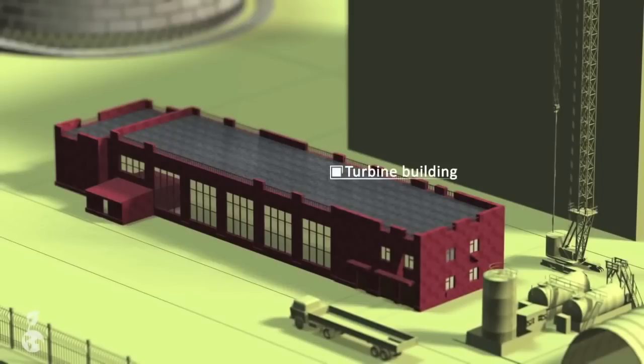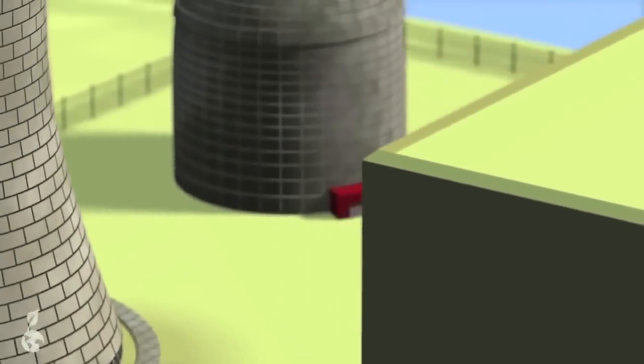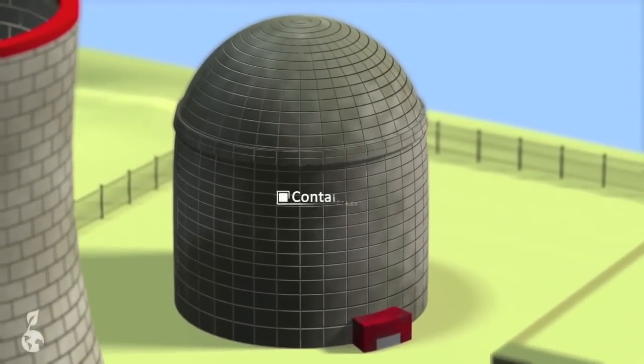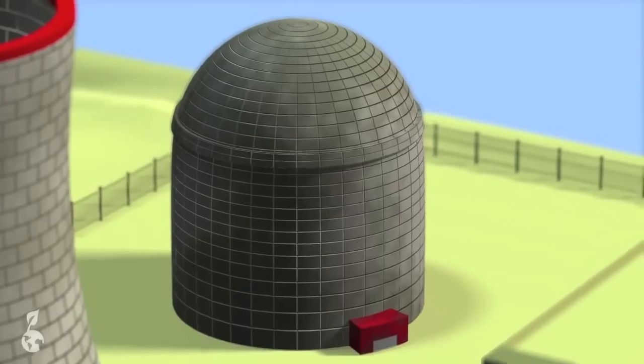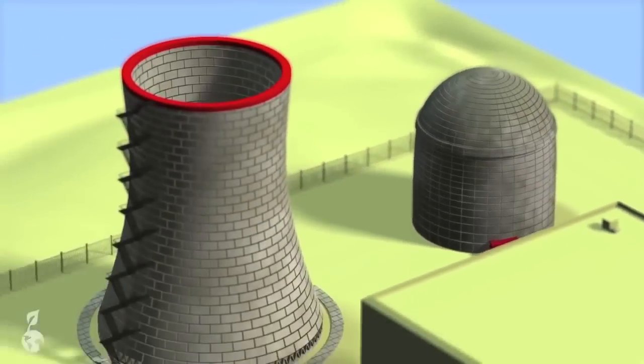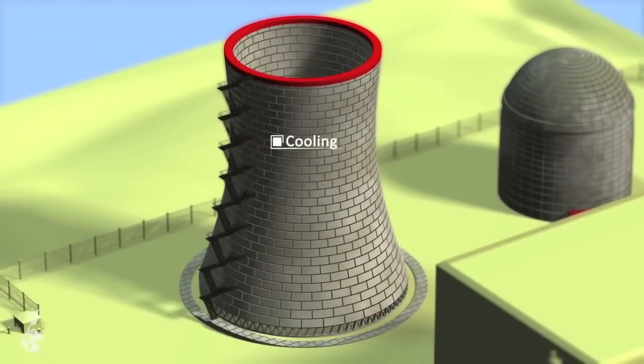The turbine building houses turbines and a generator, important for generation of electricity. The containment building houses the nuclear reactor and is made of 1 meter thick reinforced concrete. And the cooling tower is where all the hot water is cooled.